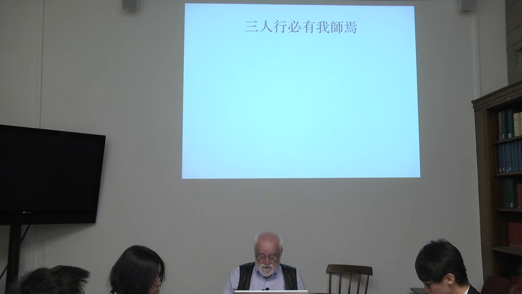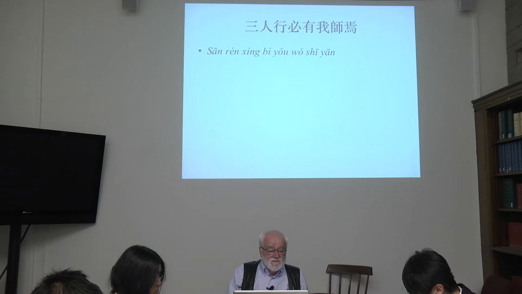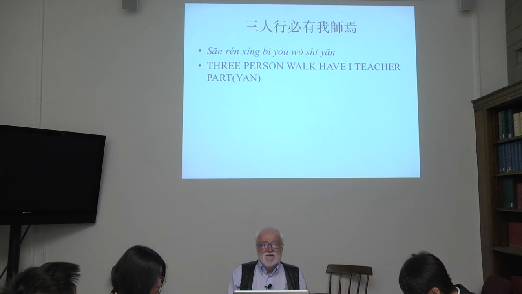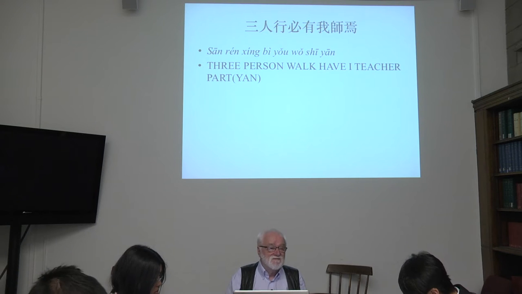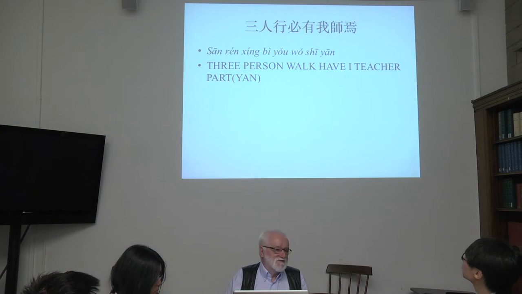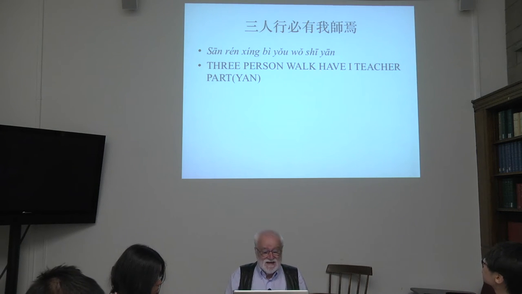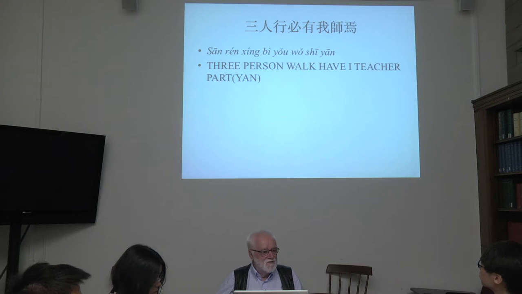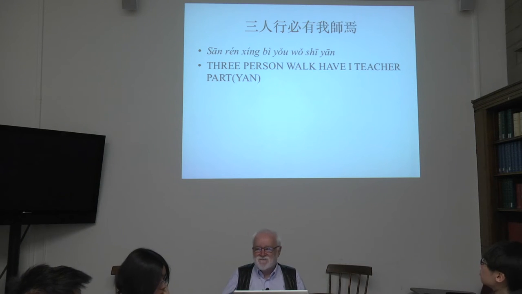三人行必有我师焉. Three-person walk, have I teacher, yen. Exist, I teacher, yen. Right? Is what you can look up in the dictionary, mechanically, right? And the idea, of course, is most people would say when three people are walking along, necessarily there will be my teacher among them. You see, among them.